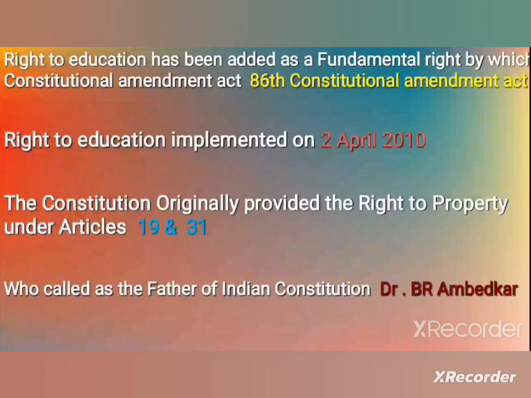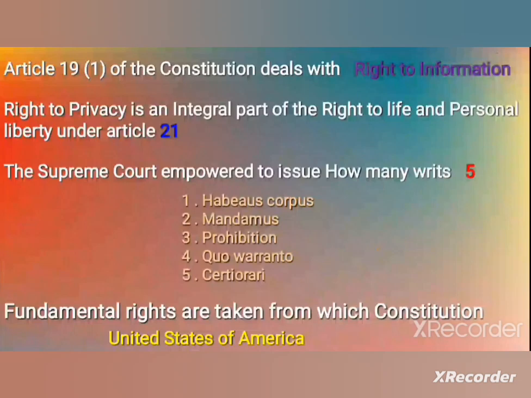Who is called the father of the Indian Constitution? Dr. B.R. Ambedkar. Who is the father of the nation? Mahatma Gandhi ji. Article 19(1) of the Indian Constitution. Article 19(1) of the Constitution deals with right to information.